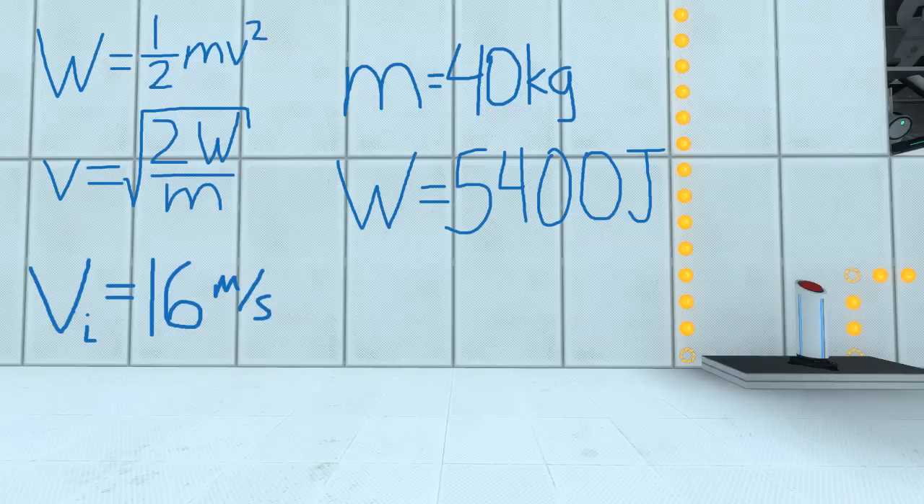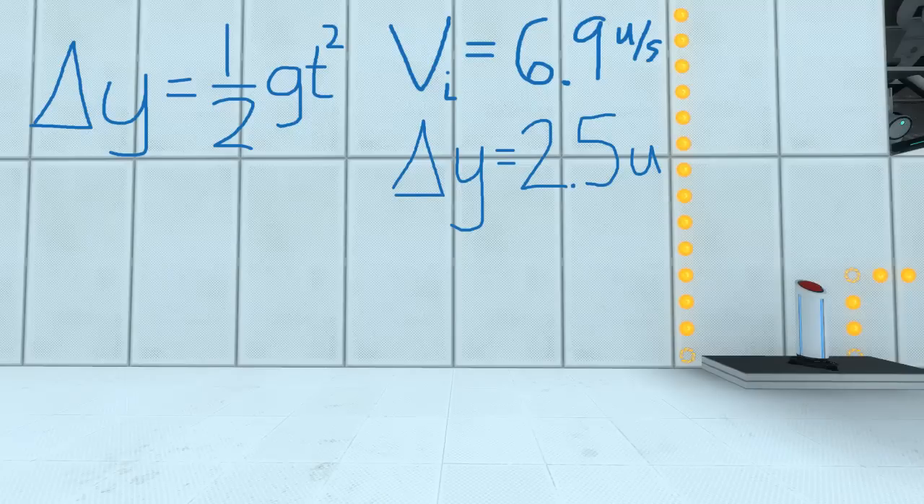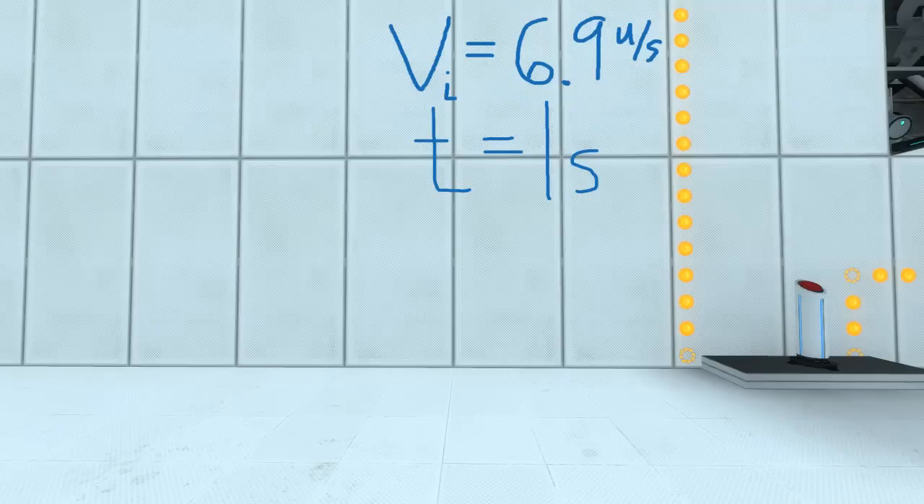Now we need to go back into game units to make a distance that we'll be able to see inside the game world. 16 meters per second is equivalent to about 6.9 units per second. These are approximations. Okay, now we also need to find out how long the cube is going to be in the air. Like I said, it's at a height of 2.5 units above the ground. Starting with the equation delta y is equal to 1/2 gt squared, we find that time is equal to the square root of 2 times delta y divided by g, and if we plug in for what we know, we get about 1 second. So the cube should be in the air for about 1 second, and it should be going about 6.9 units per second.